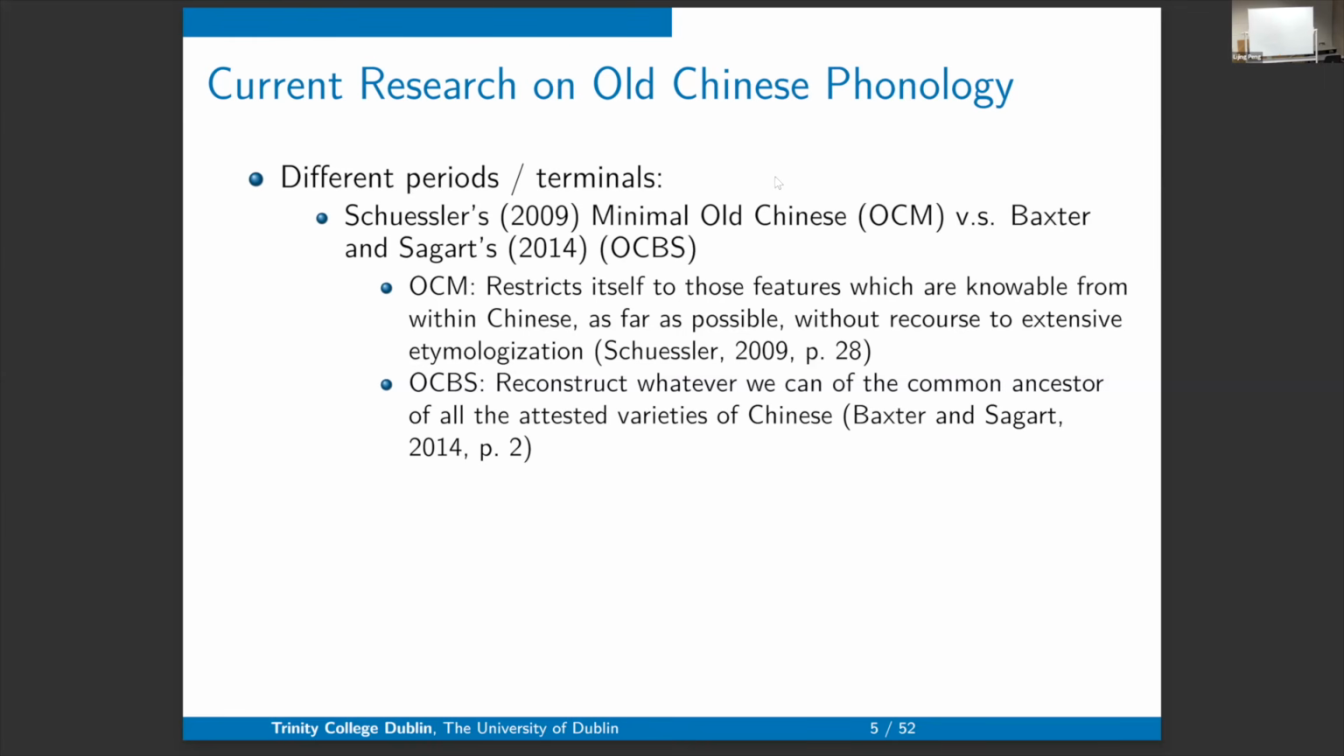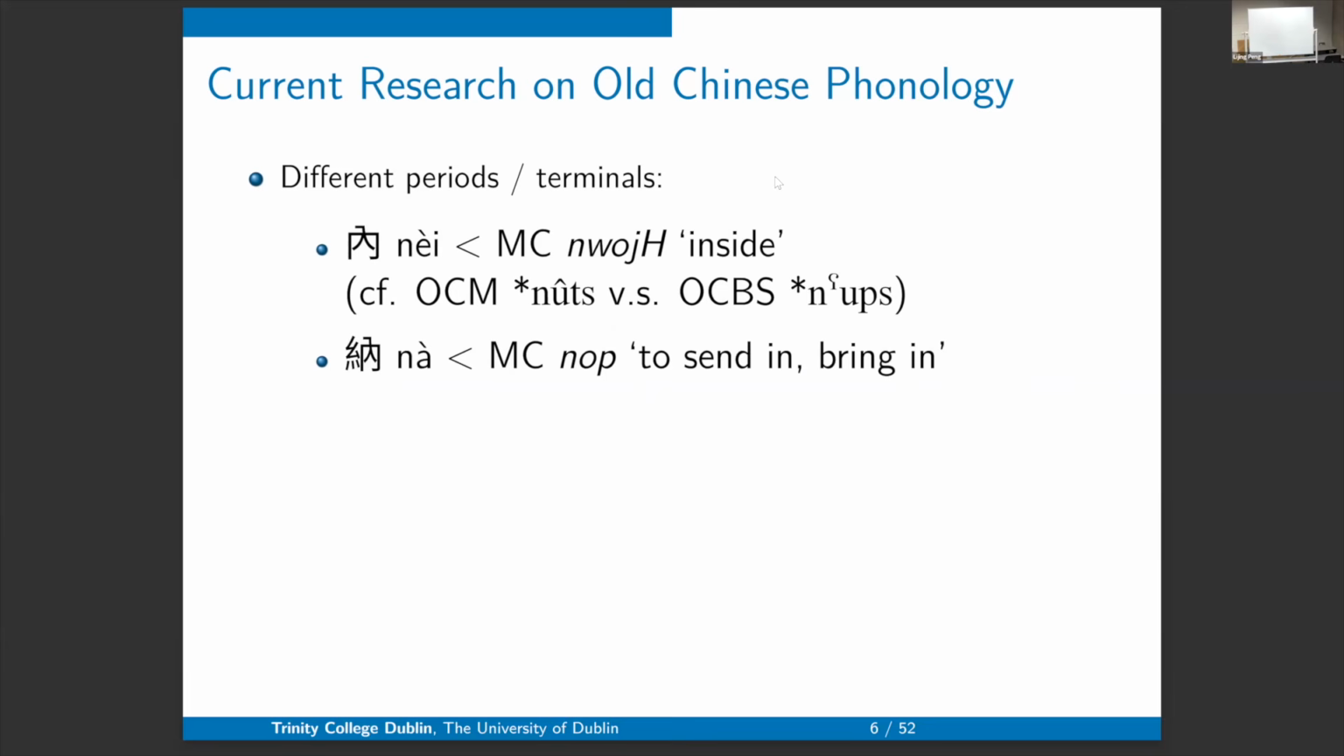And I think for certain purposes, if you're really worried about the Han Dynasty or something, maybe you should use OCM for your Old Chinese. And if you're really worried about Sino-Tibetan reconstruction, probably better to go with OCBS. So here's just one example of this kind of difference in approach and philosophy.